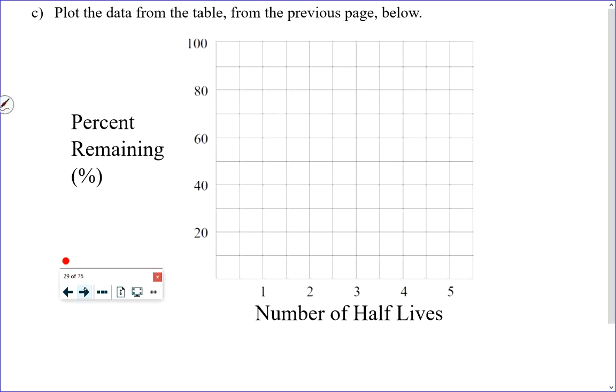All right. Let's plot a graph here. So what do we start off with? We start off with 100%. Then it's down to 50 after 1 half-life. Down to 25 after 2. Down to 12.5 after 3. I don't know that I really want to go to 5. 6.25, I guess I can. And I believe for 5 it was 3.125.